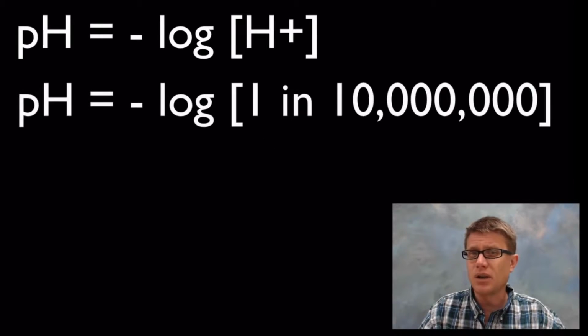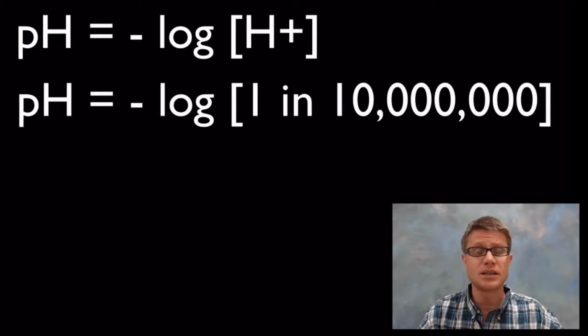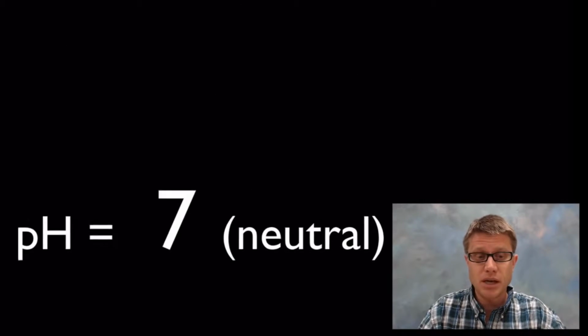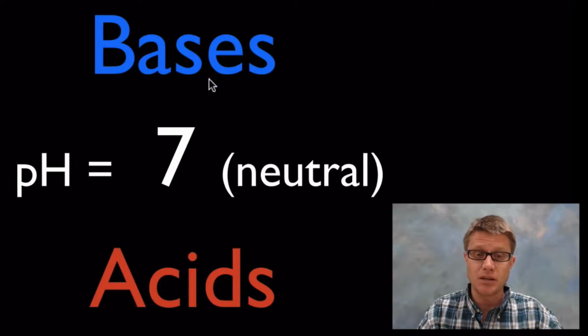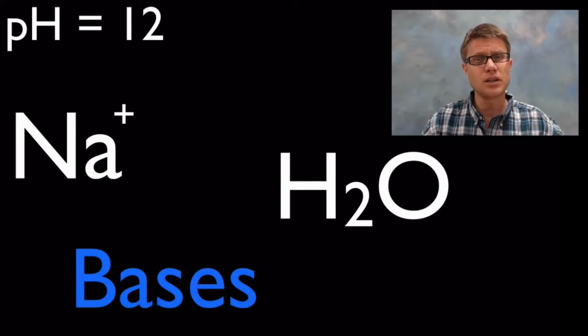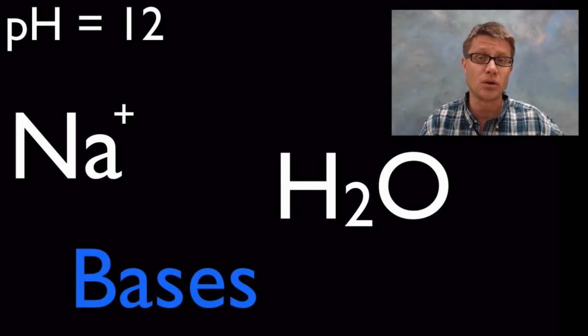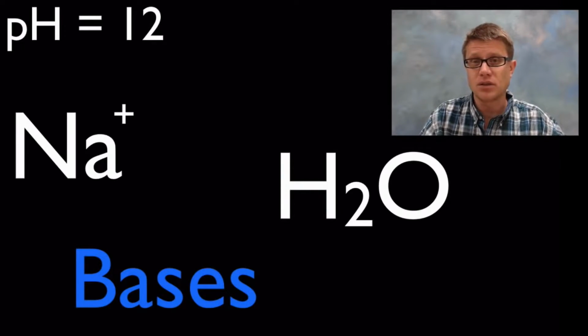So it's the negative log of that, think of this as 1 in 10 million. And so pH of 7 is neutral, but if we ever have a value greater than 7, it's going to be a base. And if it's ever lower than that, then it's going to be an acid. And so what does pH measure? It just measures the amount of hydrogen ions or hydronium ions. And bases and acids are going to have different amounts of that.